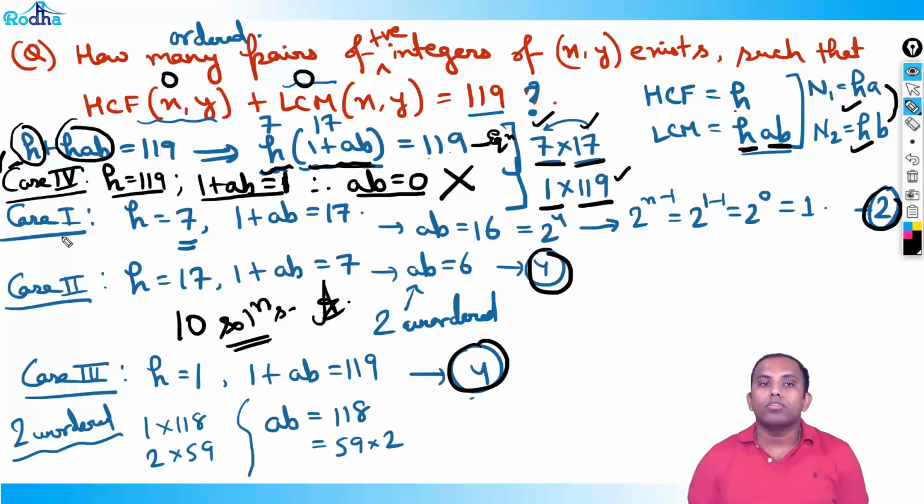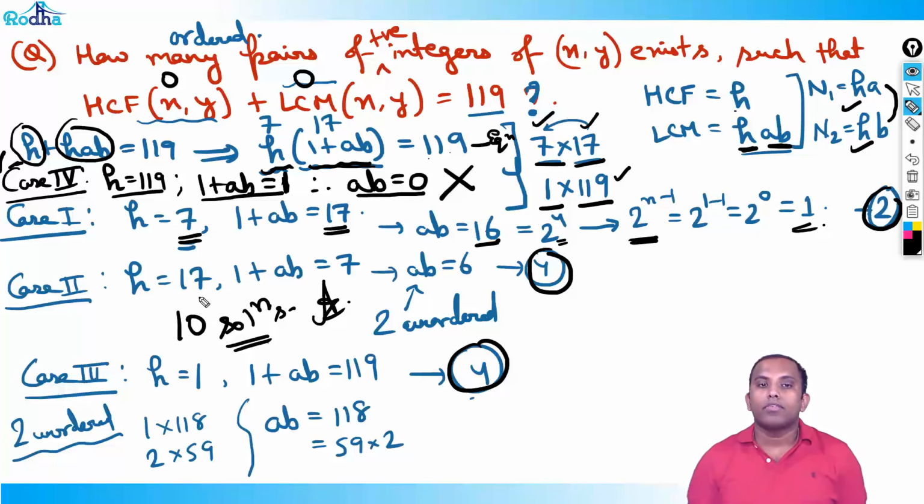So the first case was H is 7, 1 plus AB is 17. So AB is equal to 16. If AB is 16, how many ways of writing 16 as a product of two co-primes? Only one way: 1 into 16. That's it, right? So unordered, only one way. Ordered, two ways, right? You can also apply the formula. What is the formula? 2 raised to n minus 1. But n is only 1 because only one prime base is here. So 2 raised to 1 minus 1, 2 raised to 0 is only 1. So one solution for unordered or 2 for ordered.